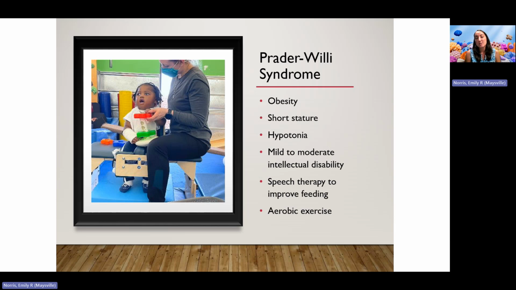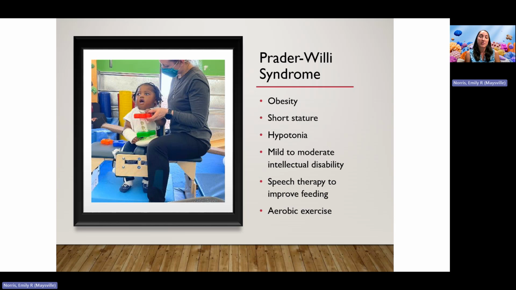With Prader-Willi syndrome, obesity is common. One reason is because they just constantly desire food. So, limiting and putting boundaries on that might be important. They typically have short stature, even smaller hands, smaller reproductive organs or gonads.